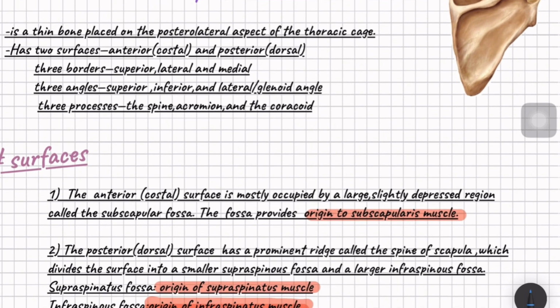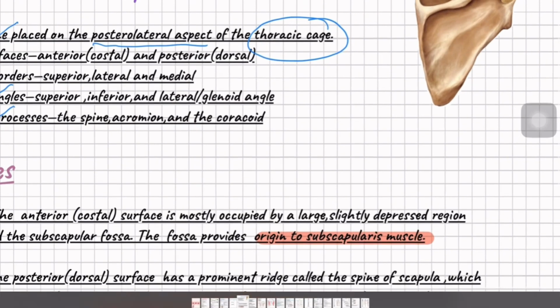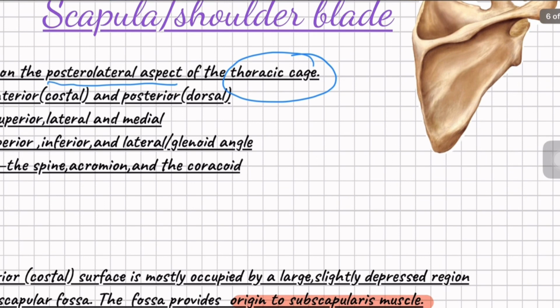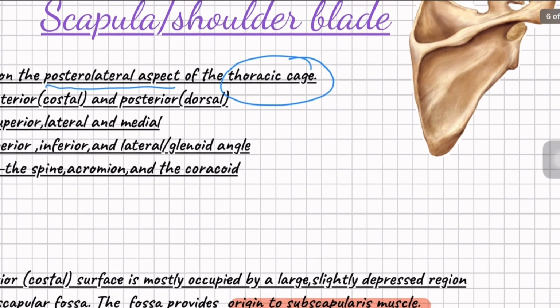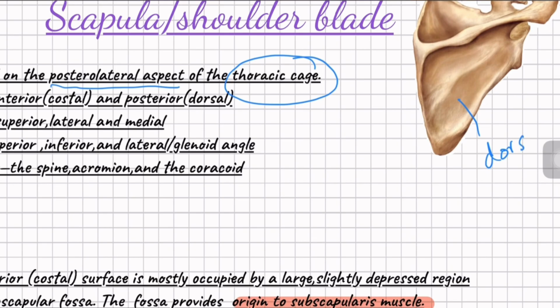Scapula, it is also called the shoulder blade. It is a triangular thin bone, placed on the posterior lateral aspect of the thoracic cage. It has two surfaces, three borders, three angles and three processes. We have two surfaces, that is the anterior or costal surface and the posterior or dorsal surface. This is the dorsal surface.